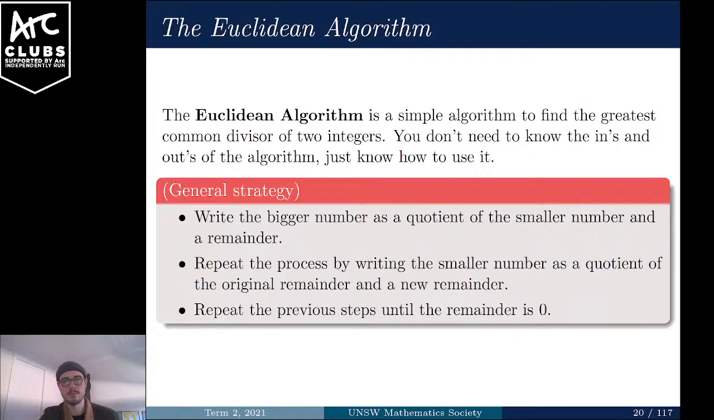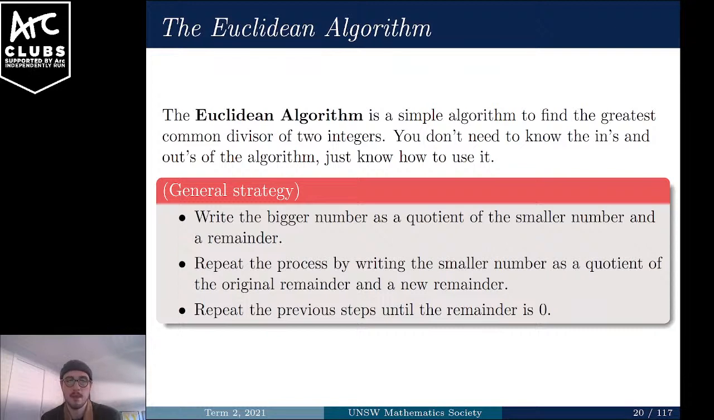Cool. Alright. Euclidean Algorithm. Really powerful tool. Really simple, but you can do a lot with it. Very powerful. So the Euclidean algorithm is a simple algorithm to find the greatest common divisor of 2 integers. It says here you don't need to know the ins and outs of the algorithm, just how to use it. If you are interested in the ins and outs of it, definitely would recommend delving deeper into it. Like I talked about with this GCD idea, this is something you can actually extend to a whole bunch of other fields, and it's really interesting how it happens.